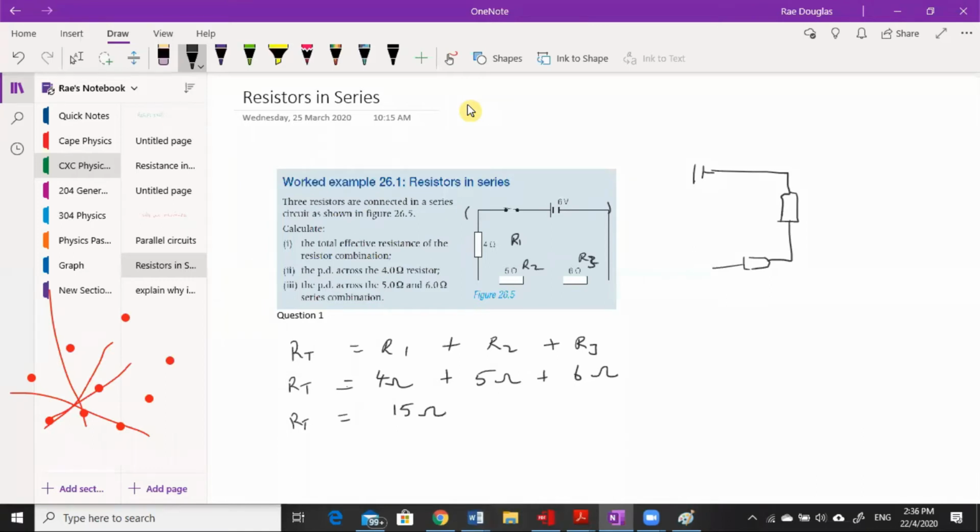Now that we have this information, we can proceed to finding other things. Now they want us to find the potential difference across the 4 ohm resistor, and they also want us to find the potential difference across the 5 and the 6 ohm resistors. Now, what do you think we're going to do to be able to find this?